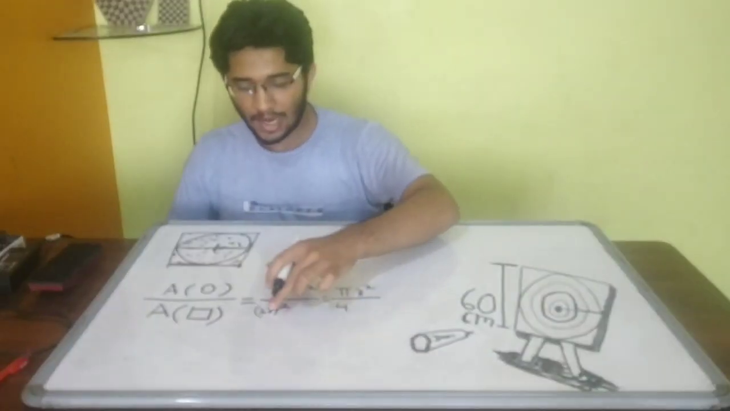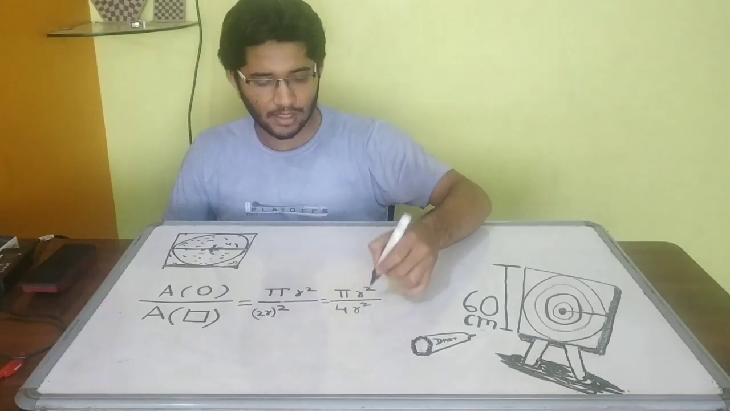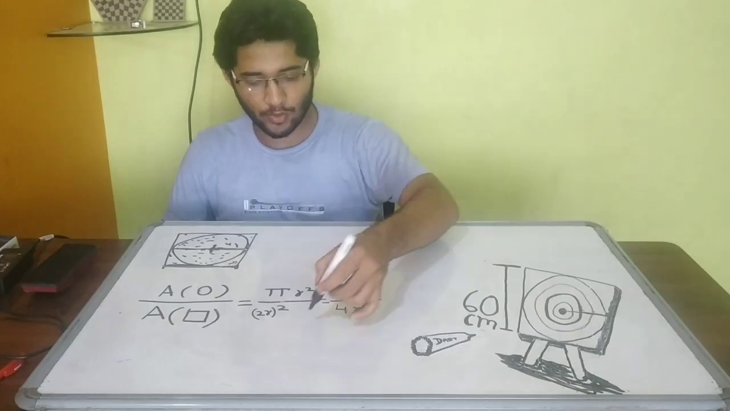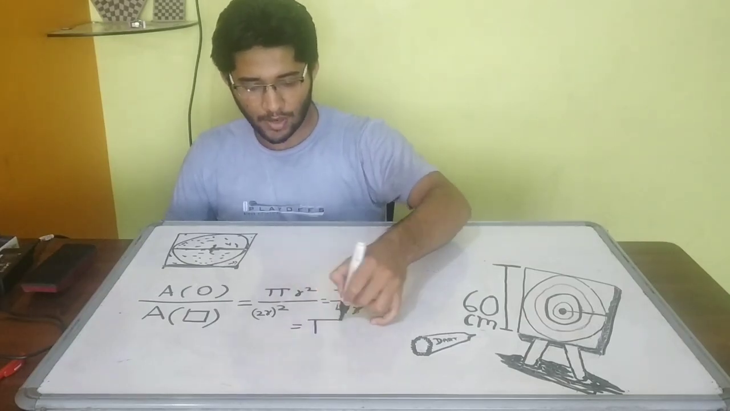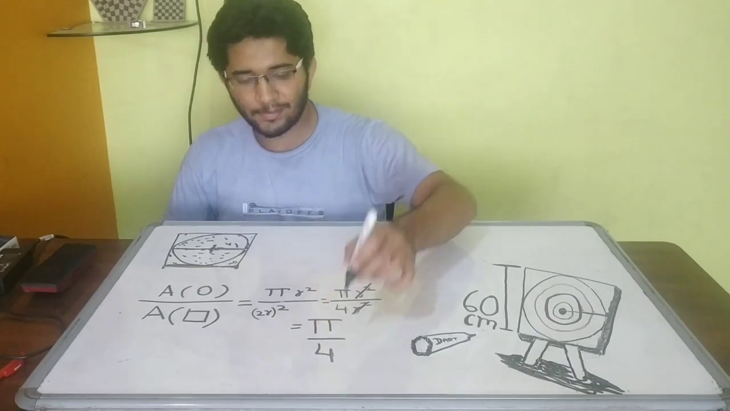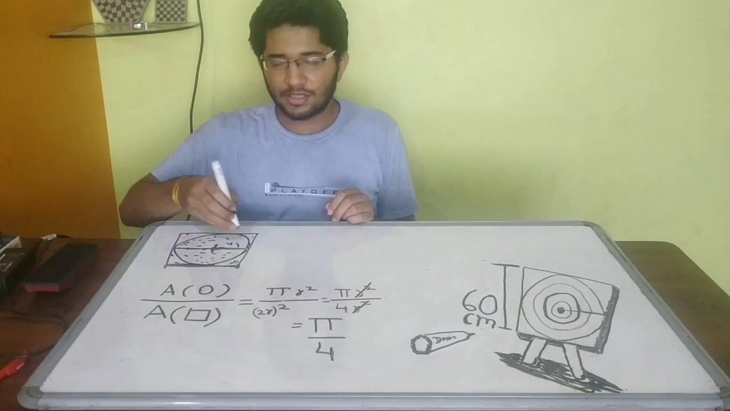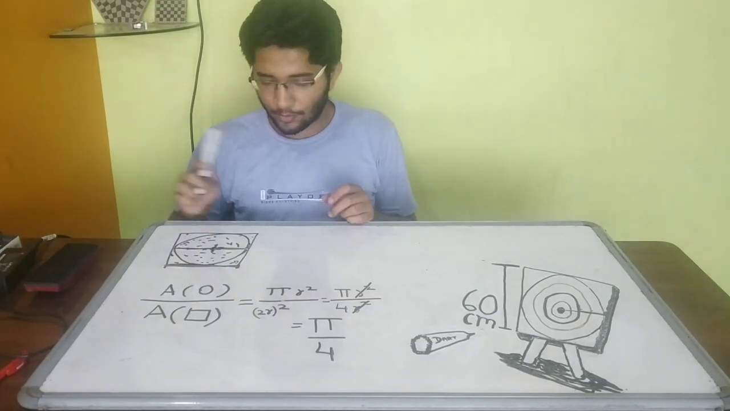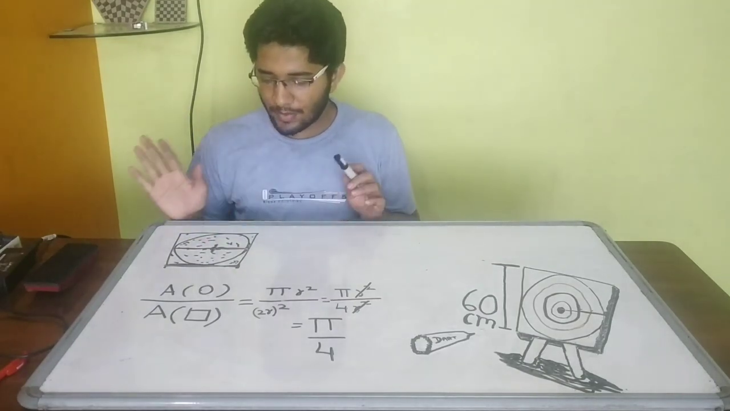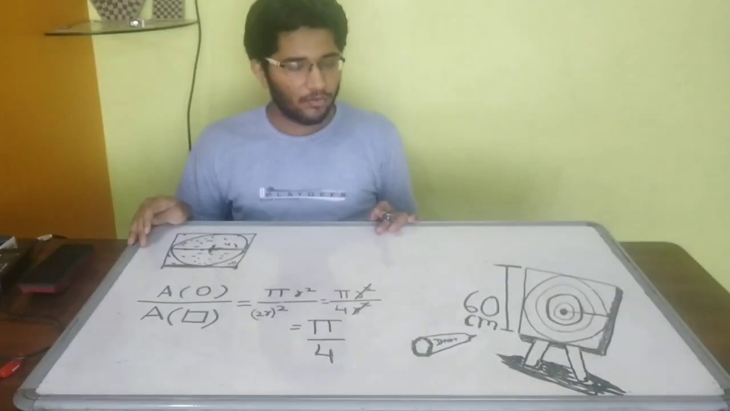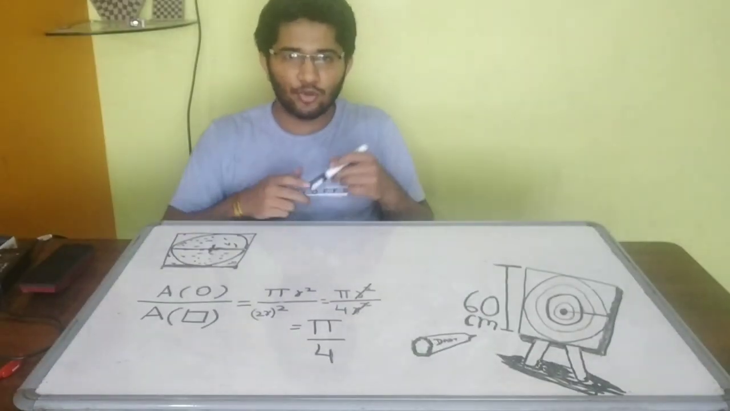So just replace s with 2r, because the side is twice the radius. We will write here (2r) whole square. When we simplify this, it will be pi r square upon 2 square is 4, r square is r square only, and we can cancel r square. So the answer will be just pi by 4, and that is the probability of hitting the dart anywhere in the outer circle on the dartboard. But we are interested in getting more and more scores.